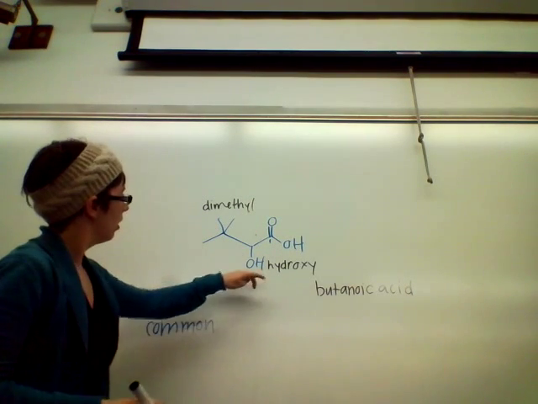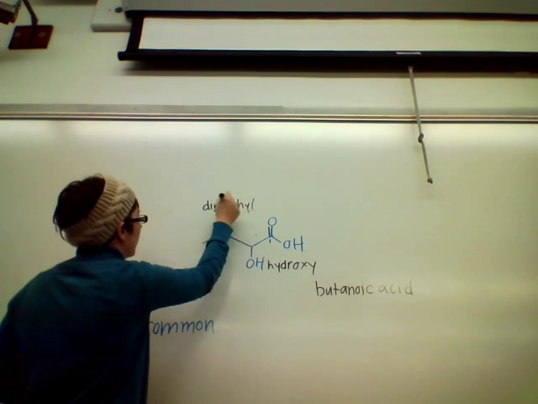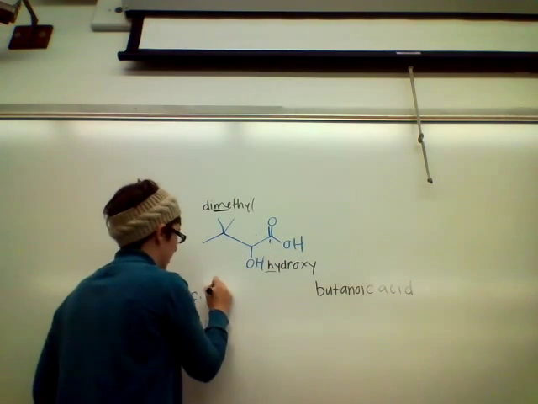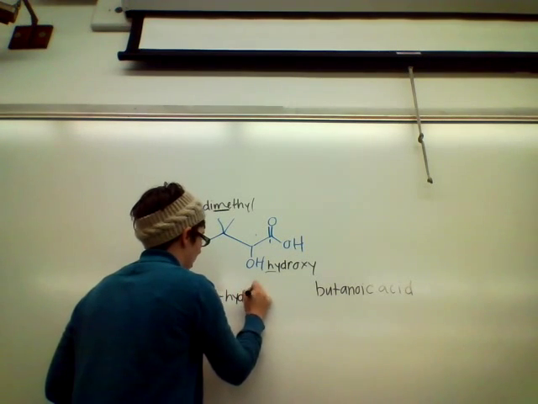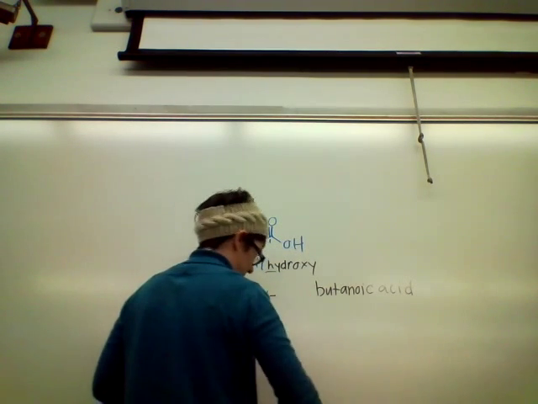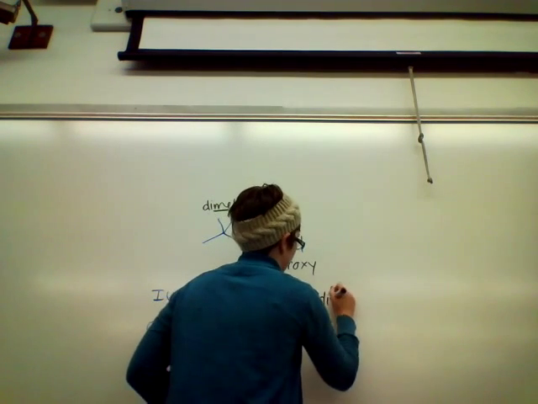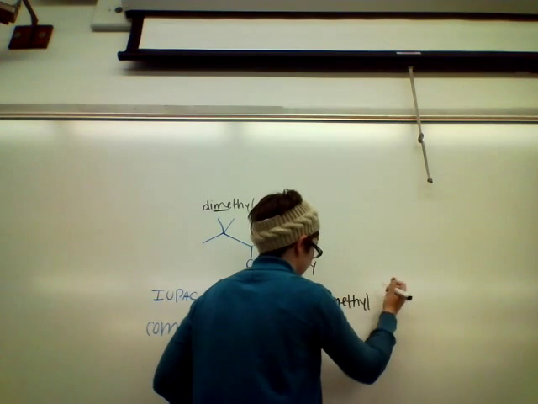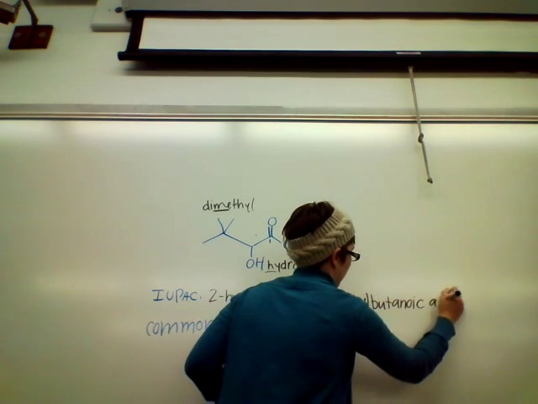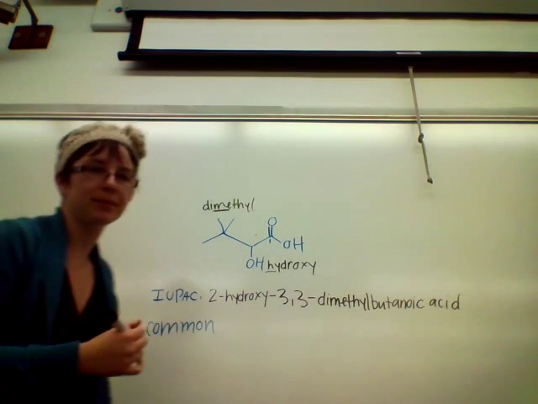So, remember, if you have mono, di, or tri, you ignore that and you just look at what kind of substituent it is. You look at the methyl portion. So H comes before methyl. So this is going to be 2-hydroxy, 3,3-dimethyl. I always run out of space. 3,3-dimethyl butanoic acid. And there is a space there between butanoic and acid.